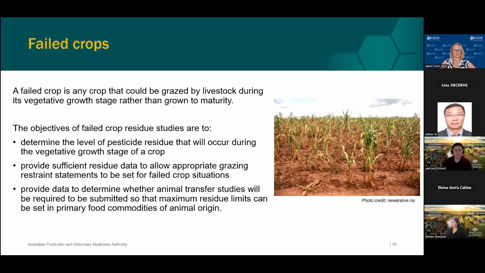A failed crop could be grazed by livestock during its vegetative growth stage rather than grown to maturity. So the objectives of failed crop residue studies are to determine the level of pesticide residue that will occur during the vegetative growth stage of a crop. They provide sufficient residue data to allow appropriate grazing restraint statements to be set for failed crop situations, and provide data to determine whether animal transfer studies will be required to be submitted so that MRLs can be set in primary food commodities of animal origin.